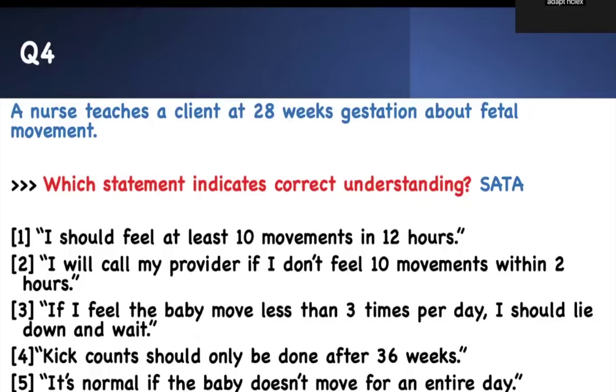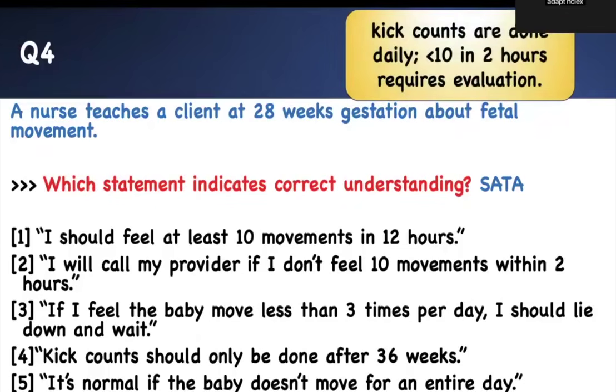You should call, because look at number 2. Number 2 said 10 movements within 2 hours; if I don't get them, I'm calling the provider. But you said 3 times, you're going to lay down and let things take their course. No. Kick count should only be done after 36 weeks? Does not make sense. You should continue counting every day. It's normal if the baby doesn't move for an entire day? That's wrong.